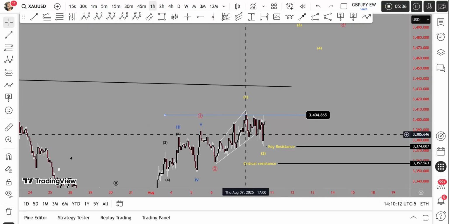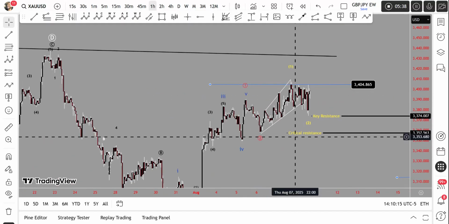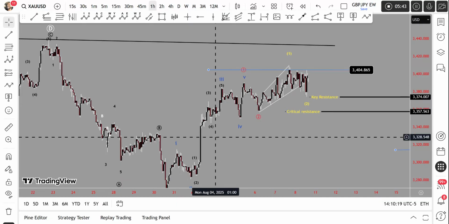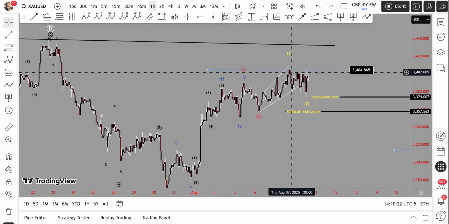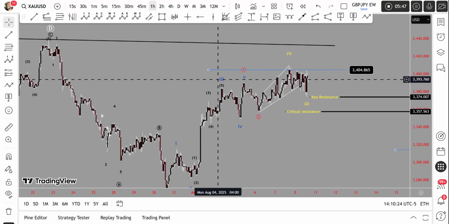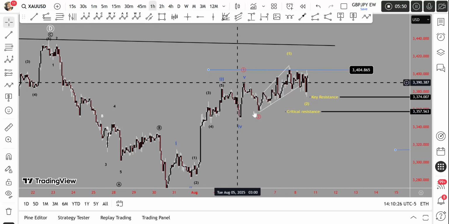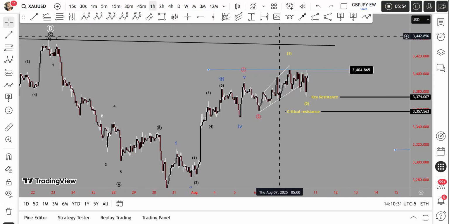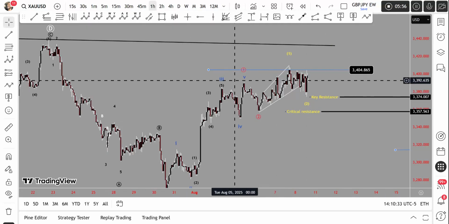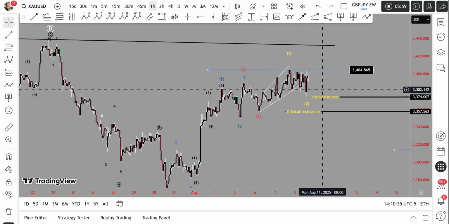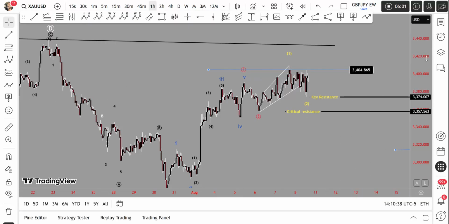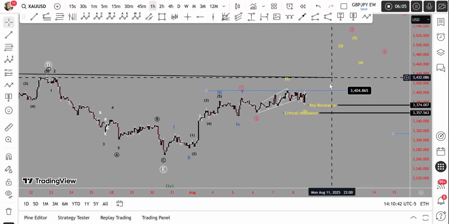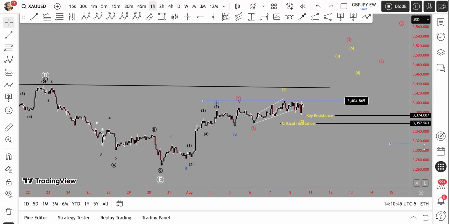Now, from the look of this formation, I'm no longer looking at this as a complex correction. It's too many signs that we're about to be bullish and we're going to be breaking completely out of this triangle. Because if this is a 1-2-1-2, our third wave should be a 161.8 extension of this, and we should be going up a lot further here.